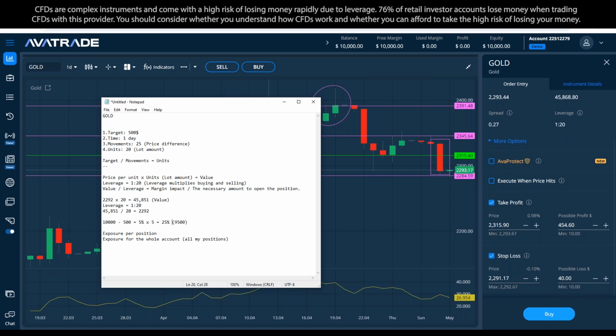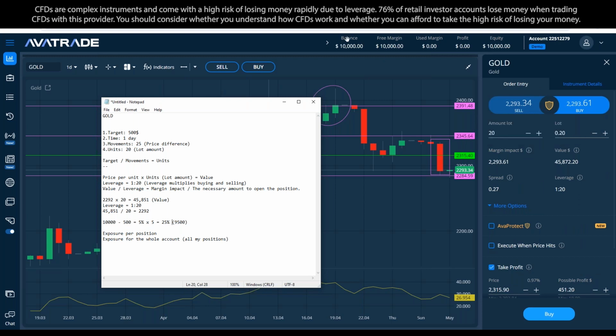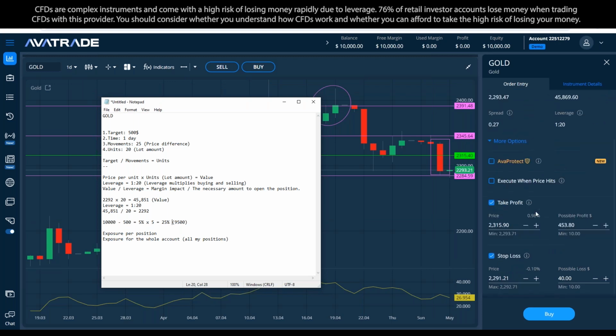25%. I'm already at 25% with my account. So I need to think about two things: the exposure per position and the exposure for the whole account. What happens if I don't have enough margin? We do have enough margin, but what happens if the margin drops and, God forbid, I start losing and losing?